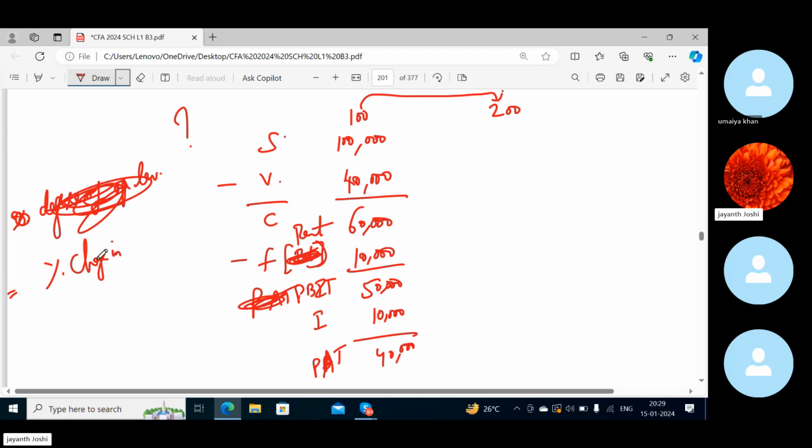So percentage change in PBIT by percentage change in sales. This is degree of operating leverage. See, you should not worry about all this. This is not a very complicated and tough thing. It's a very simple thing. You have already studied elasticity of demand. Please tell me, all of you, yes or no?